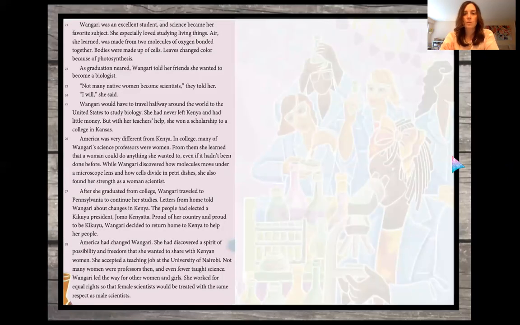So let's look at this excerpt from the book, Seeds of Change, and think about how the setting helps us to better understand the story. Follow along with me while I read.